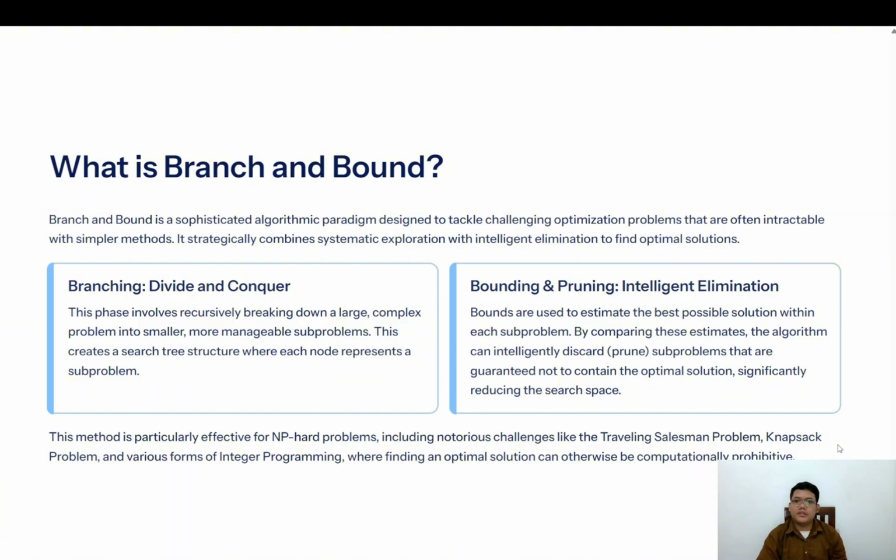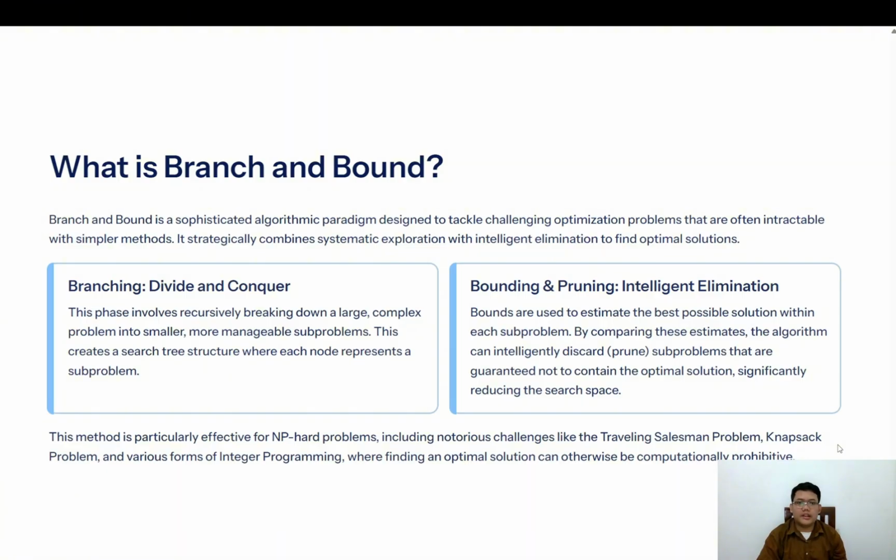Branch and bound is a sophisticated algorithmic paradigm designed to tackle challenging optimization problems that are often intractable with simpler methods. It strategically combines systematic exploration with intelligent elimination to find the optimal solution. Branching, divide and conquer: this phase involves recursively breaking down a large, complex problem into smaller, more manageable subproblems. This creates a tree structure where each node represents a subproblem.